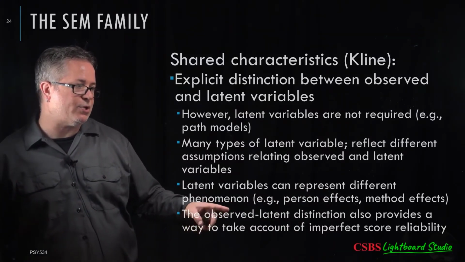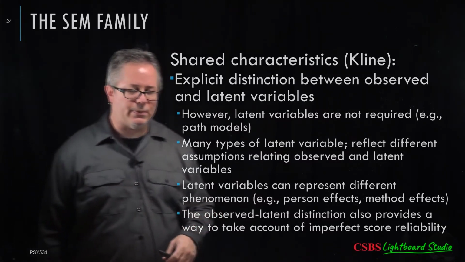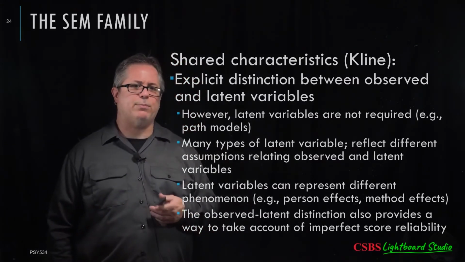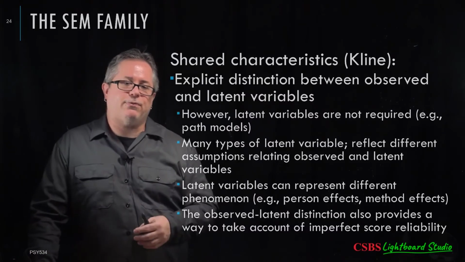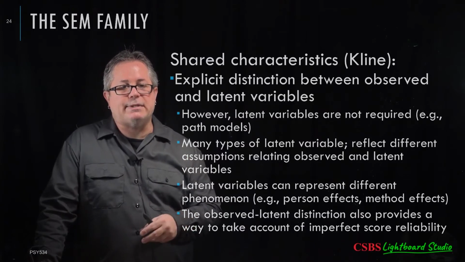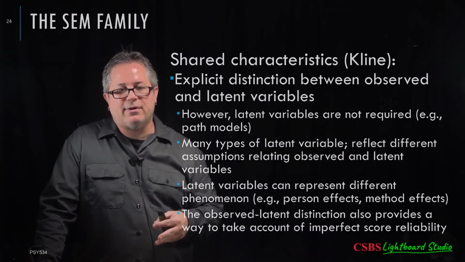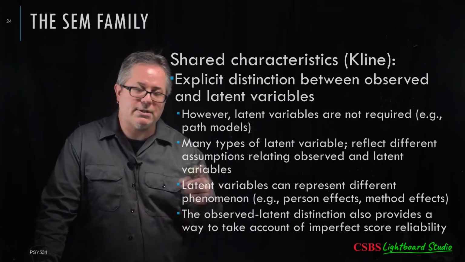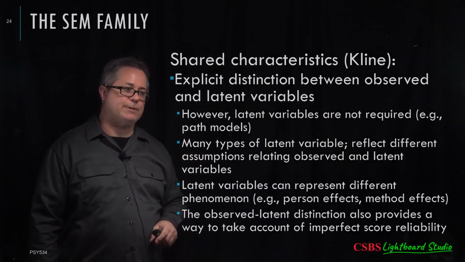The observed latent distinction also provides a way to take account of imperfect score reliability. That's something that's interesting too, is that we know that items are not measured perfectly, never. The reliability is almost never perfect. And what the factor analysis allows you to do is to remove those imperfections in the items. So when you're looking at the factors, all of that messiness in the items gets removed. So the factors tend to represent purer, less error-riddled variables. So when you're actually going to predict one another, you're getting cleaner predictions, cleaner regressions, because all of that measurement stuff has been removed.